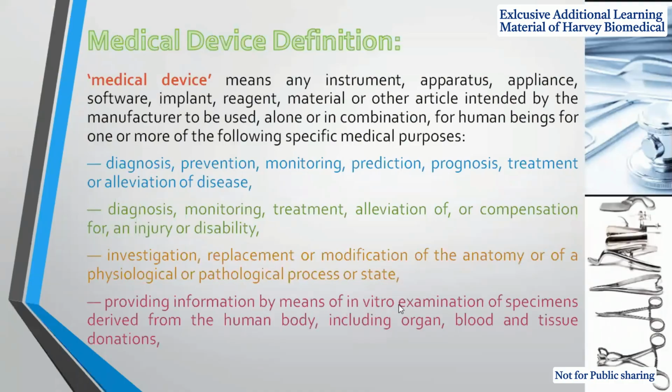Providing information by means of in vitro examination of specimens derived from the human body, including organ, blood, or tissue donations. Whenever cancer patients are examined, they take a small tissue from the human body and verify it in the laboratory. Why? Because that is a cancer tissue, or to confirm that, they take the tissue. That is derived from the human body, including organ, blood, or tissue donations. Sometimes some people donate organs from their body to other humans.